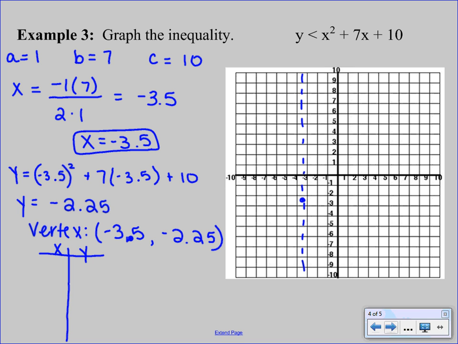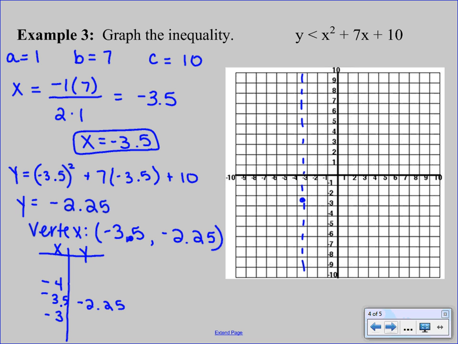And remember, the vertex is going to go right in the middle. And because we've got these decimal numbers, I was a little bit thoughtful about how I was going to make the table. I certainly don't want to be plugging decimals into my equation the entire time. So I picked the next closest integers to -3.5. So I will use -4 and I will use -3.